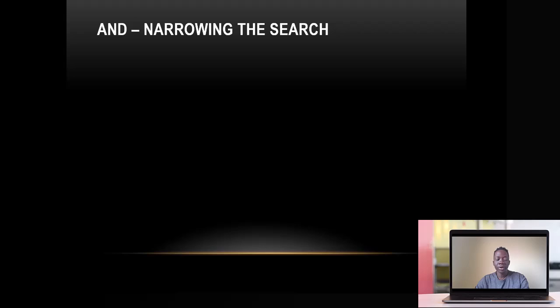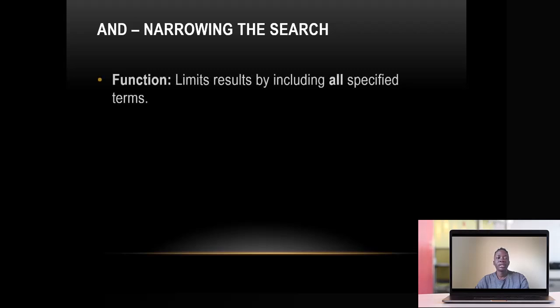So we say that the function of AND in this search is that it limits results by including all specified terms. You find that if you are searching for A AND B, it is going to bring results that contain A and also B. So it is going to limit your results by including all the specified terms.